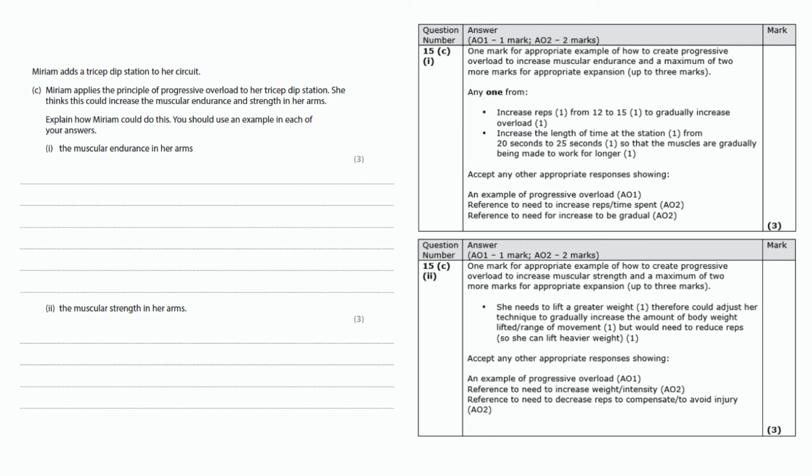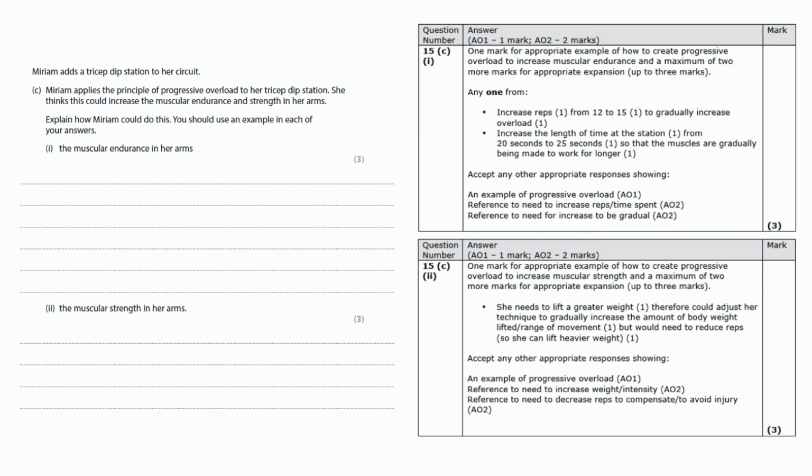So again, we're thinking about the FITT principle here, because the FITT principle, if you follow that, it causes progressive overload. So muscular endurance in her arms for triceps. So muscular endurance, we've got to see her working for a longer period of time. So that's going to be your first mark. She needs to increase the time on the tricep dip station. This would mean that her triceps work for longer and she completes more reps, therefore increasing her overall muscular endurance. So if you put an answer similar to that, you're going to pick up your 3 marks.